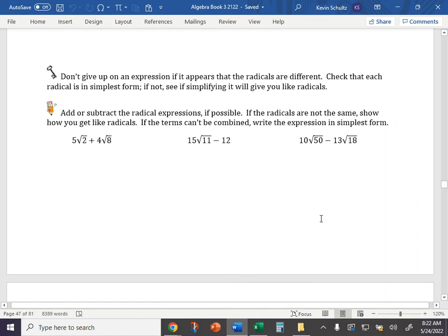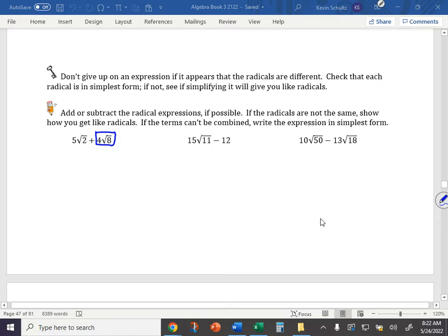All right. 5 root 2 plus 4 root 8. Right? Can we add them the way they are written? No. One's root 2, the other one's a root 8. So then the question that you have to ask yourself is, can you simplify? Yes. What can you simplify? Ellen? The 4 root 8.